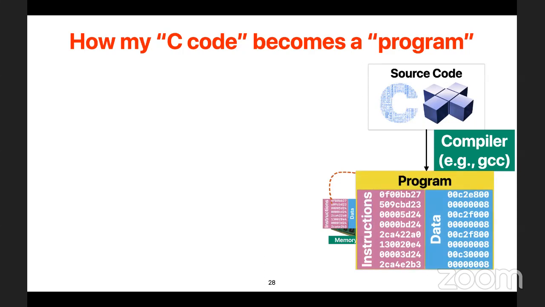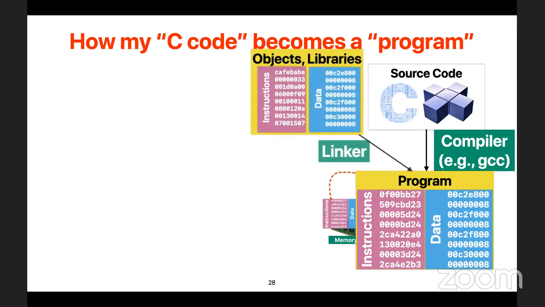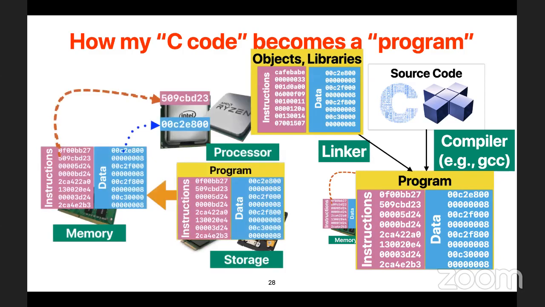Once you have that in a storage, the rest of the story would be the same as the von Neumann architecture. So you have the compiler and a linker that links other library objects together as the resulting program. Then the rest of the story is exactly the same as the von Neumann architecture.